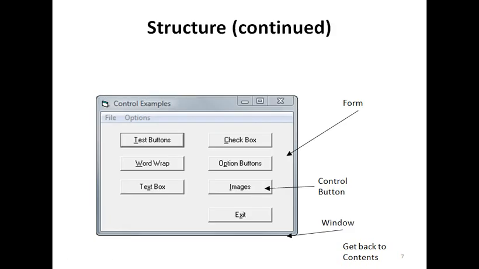Structure continued. Control example. Note that here we have a menu, File and Options. We have a title for this window, Control Examples. We have 7 command buttons, so if you want to design a form like this, you have to know the name of each component. This is called a form, the container. This is a control button, and this is a window. Okay.